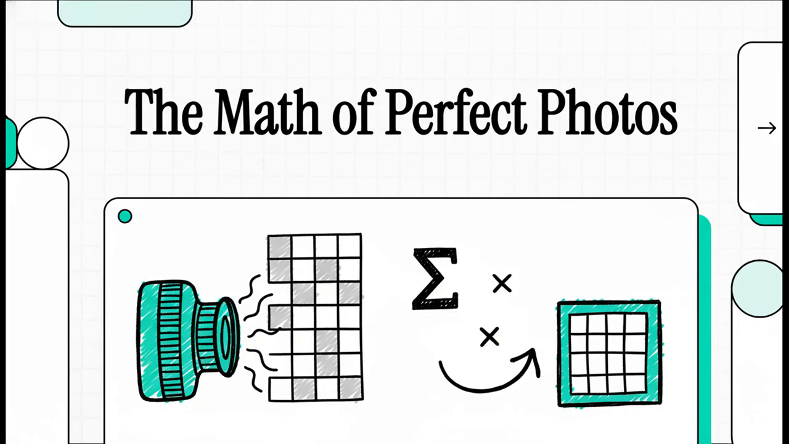Hey everyone, and welcome. Have you ever taken a photo that looks amazing, totally sharp, but the second you try to post it or shrink it down, it just turns into a blocky, pixelated mess? Well, it turns out there's some really cool and surprisingly simple math going on behind the scenes. So let's dive in and uncover the secret that separates a perfect photo from a digital disaster.